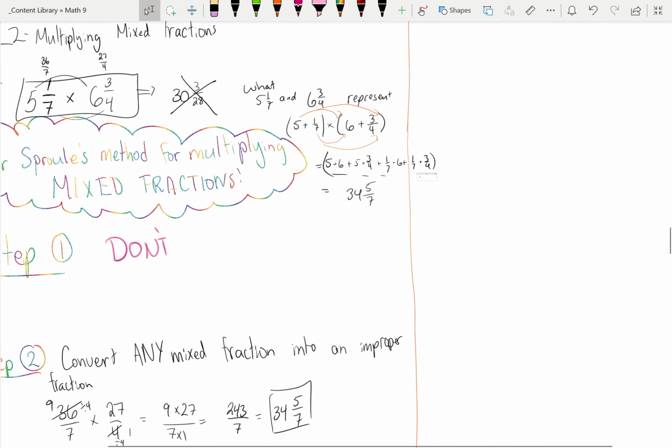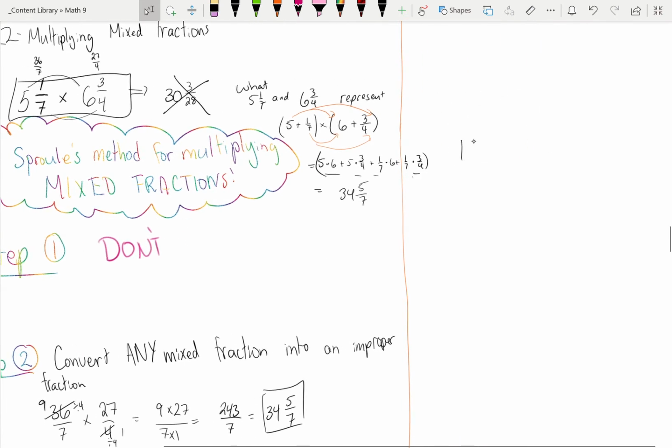A rule of thumb that I always like to use is that mixed fractions, they're good for adding and subtracting.